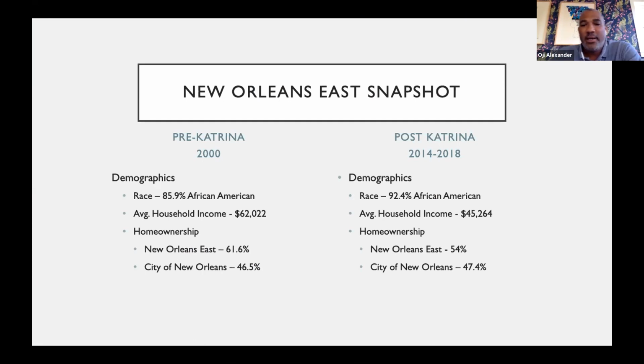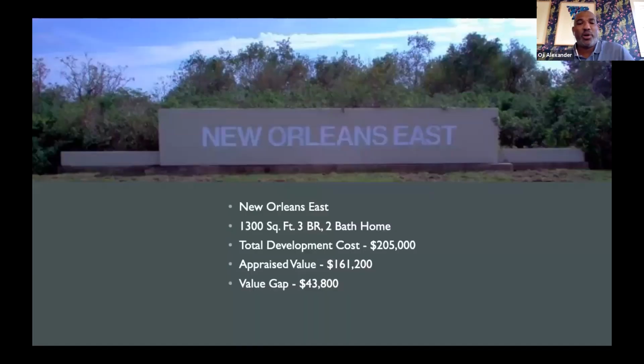Again, demographically, majority African-American. Average household income is higher than the lower Ninth Ward, but pre and post Katrina still well below the 140% AMI threshold. And again, home ownership numbers, 61% pre-Katrina, 54% post-Katrina, but still higher home ownership rates than the rest of the city of New Orleans.